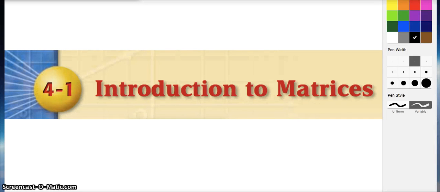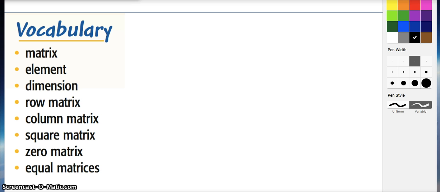Hey friends, here we are in chapter 4 looking at matrices. We're going to do an introduction to matrices, section 4.1, Algebra 2. As usual, we're going to take a look at this idea of matrix by first looking at our vocabulary.